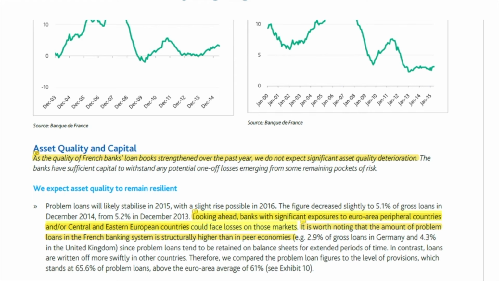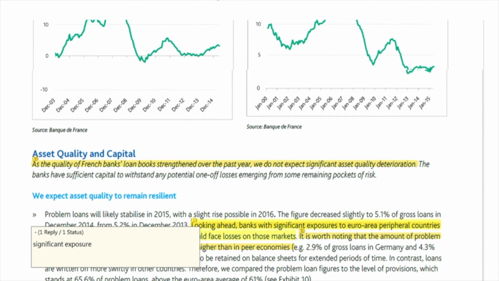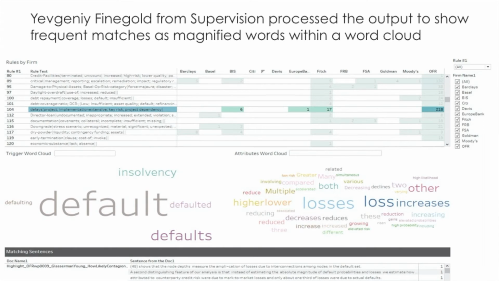LEX highlighted the particular sentence the analyst had highlighted manually, as well as other sentences. It also shows the users why the particular sentence was highlighted, because it found the terms significant and exposure, which is exactly why the analyst would have highlighted the sentence manually. Aside from the PDF highlighting, LEX gives the flexibility of generating different user interfaces on various BI tools. This one was built by a colleague in supervision using Tableau and showing different frequently matched rules as word clouds.